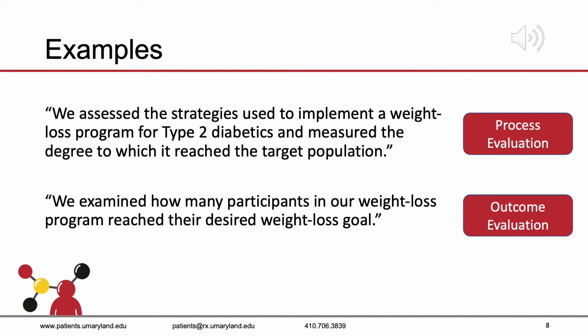Let's consider a few examples. We assessed the strategies used to implement a weight loss program for type 2 diabetics and measured the degree to which it reached the target population. With this statement, we're focusing on whether or not the program actually got to the people that we intended it to go to. This is a process evaluation. In the next example, we examine how many participants in our weight loss program reached their desired weight loss goal. This is considered an outcome evaluation because it's focused on the outcomes of the patients or the participants in the program.